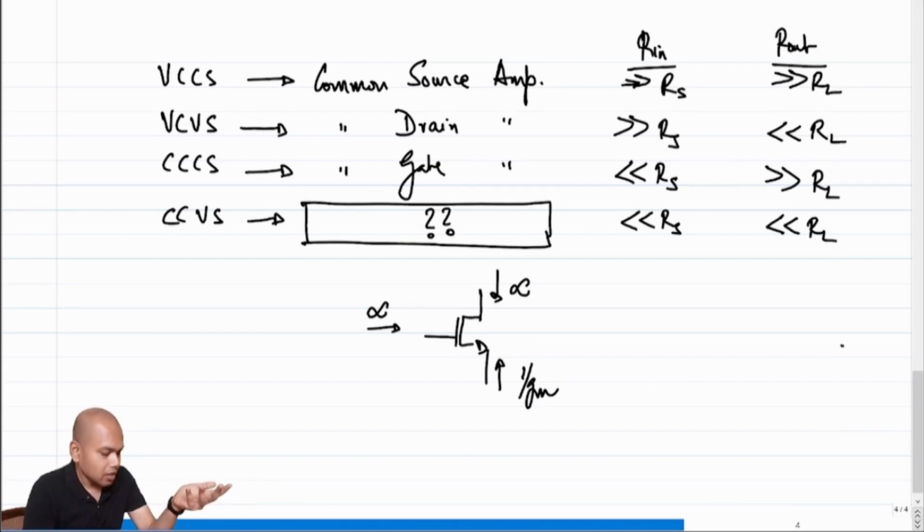But now you want two nodes which are of low impedance, right? That is the requirement of a current controlled voltage source, and clearly a transistor in itself doesn't provide you two low impedance nodes. Which means we have to change course and think about this problem in a slightly different way. So that's what we will do in the rest of this lecture.